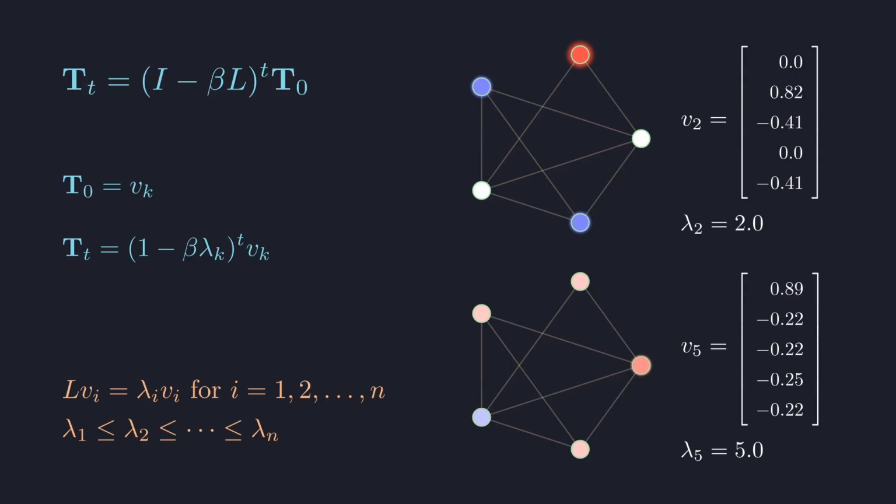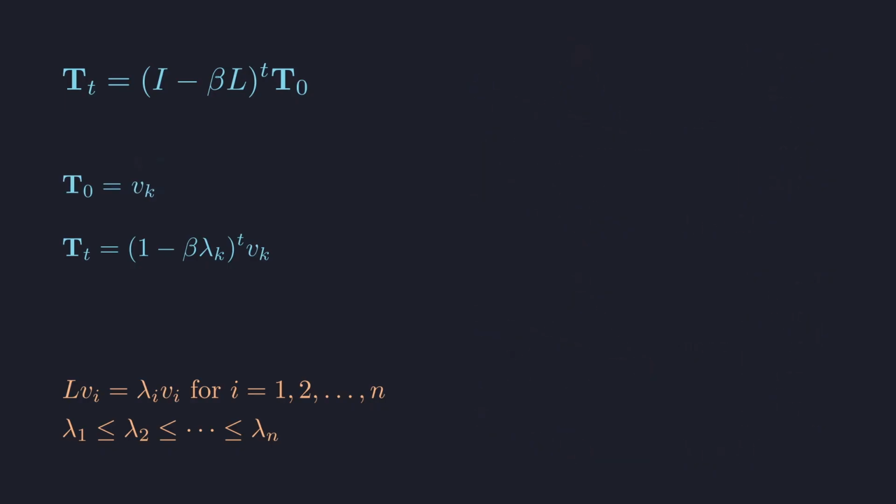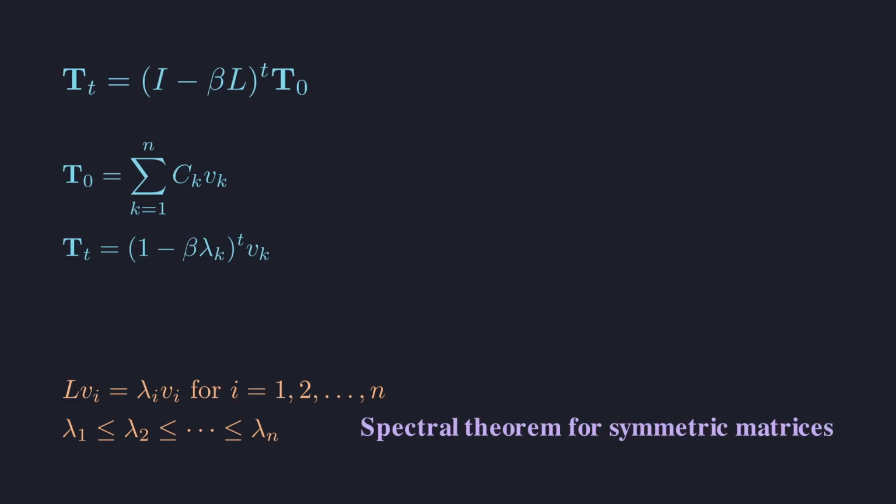Enough about eigenvectors. Now we start discussing the general initial condition. Luckily, our matrix L is symmetric, so we can write every possible vector as a linear combination of the eigenvectors of L. This is a consequence of the spectral theorem for symmetric matrices. In the interest of time, I won't go into the details, but the important part for us is that we can always write any initial condition as a linear combination of these eigenvectors.